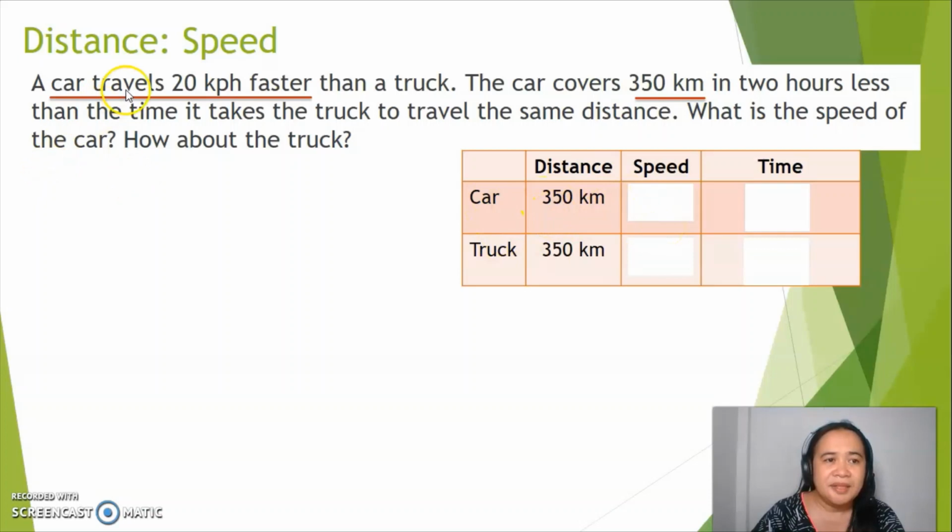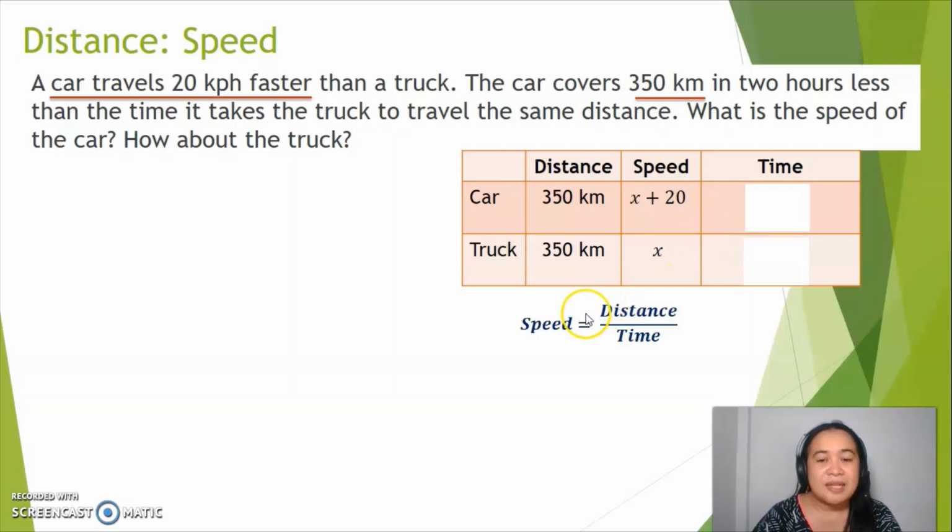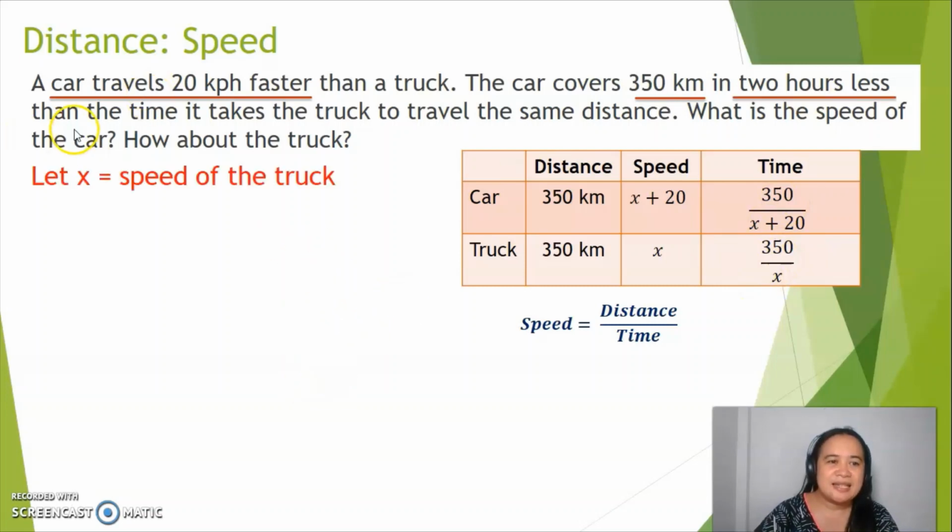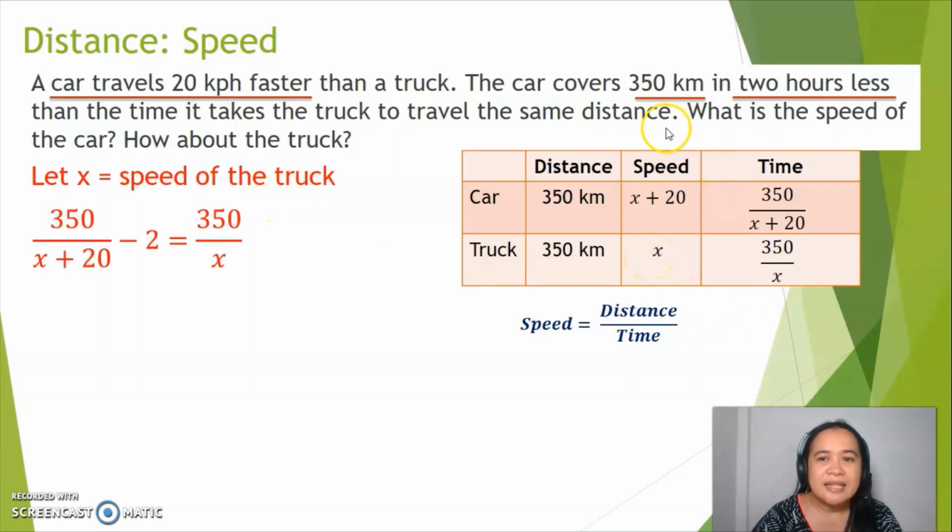So that's both the car and the truck. Then, another is, for the car, it's 20 kilometers faster than the truck. So therefore, for the truck, that would be x, while for the car, it would be x plus 20. And the time, take note, speed is distance over time. So therefore, this would be 350 over x plus 20. For the truck, it's 350 over x. Take note, let x be the speed of the truck, because it's a known.